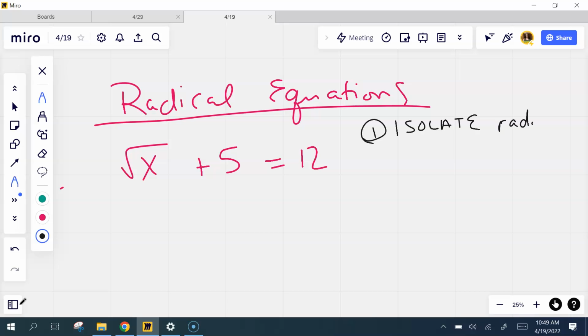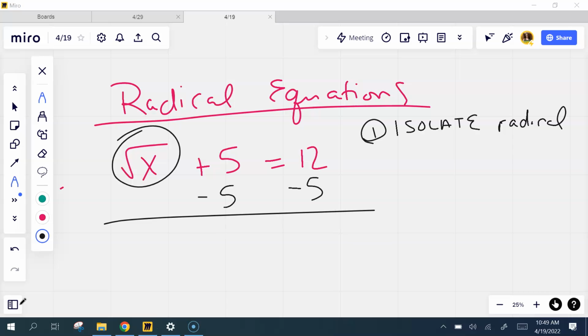So isolate the radical. So when you look at this one, how do I get the radical piece by itself? Subtract 5. That's exactly right. So I'm going to move that 5. And now I have the square root of x equals 7. Is everybody in agreement here? All right, so I've got the radical piece isolated, which was what I wanted.